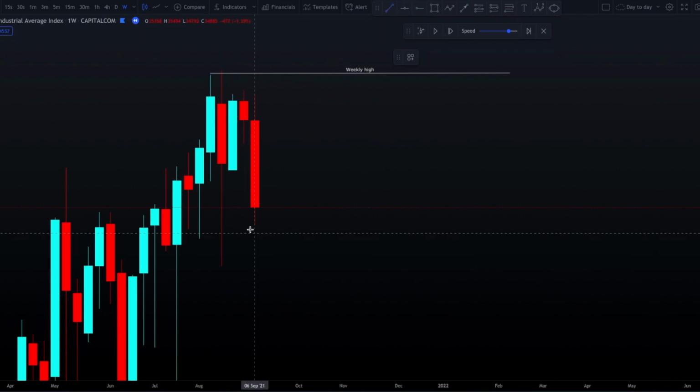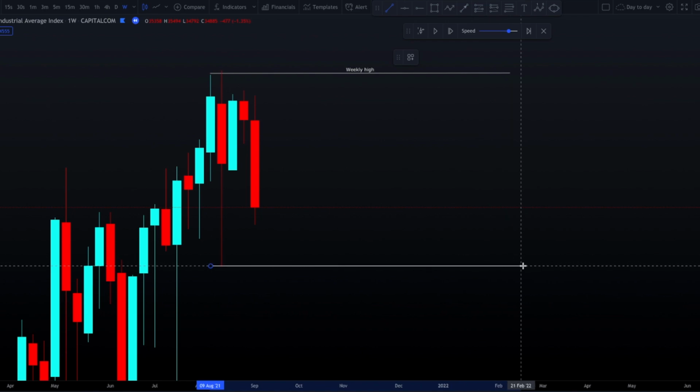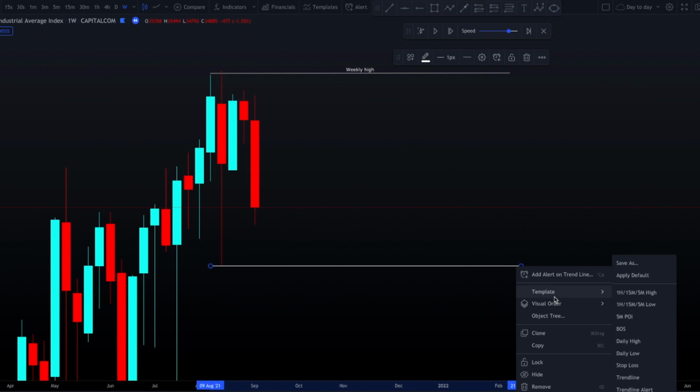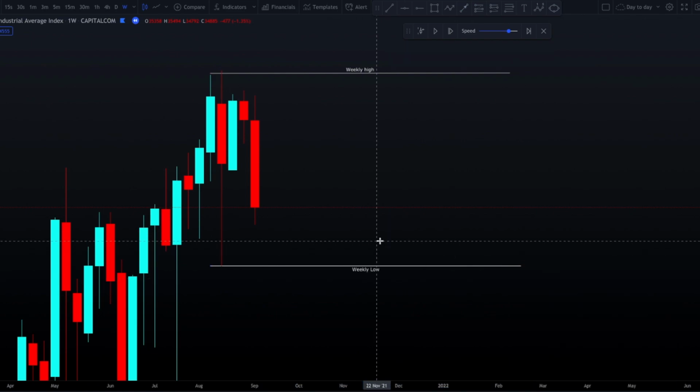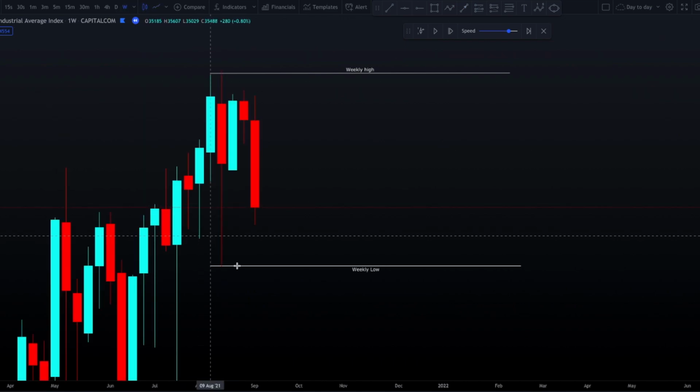Now, you were probably wondering, how did I manage to find that? Well, you literally just pull up your line chart. You can clearly see where highs and lows are. As soon as you can identify that, straight away you can go and draw your lines on. As you can see, nice little high over there, nice little low over there. And boom, we have our weekly low and our weekly high.